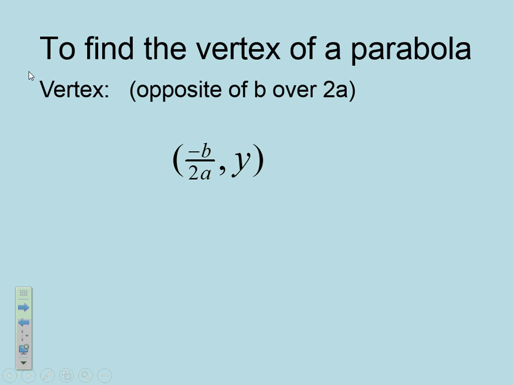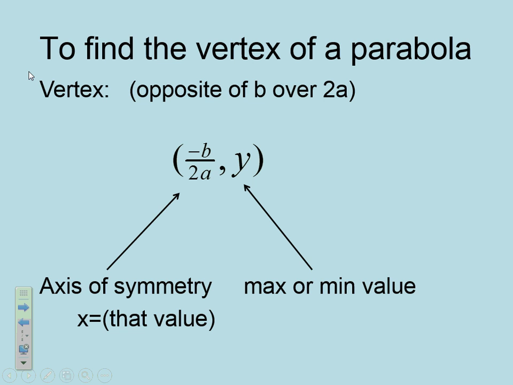Alright, here we go. This needs to be written down. It's very, very, very important. In order to graph our parabola, the first thing we need to find is our vertex. How we find our vertex in this section is we're going to take the opposite of b over 2a. So this right here, the opposite of b over 2a, is our x value, and it's also going to be our axis of symmetry. And the y is going to represent whether we're going to have a max or a min value, and it's also going to represent that value, where it's going to be at.